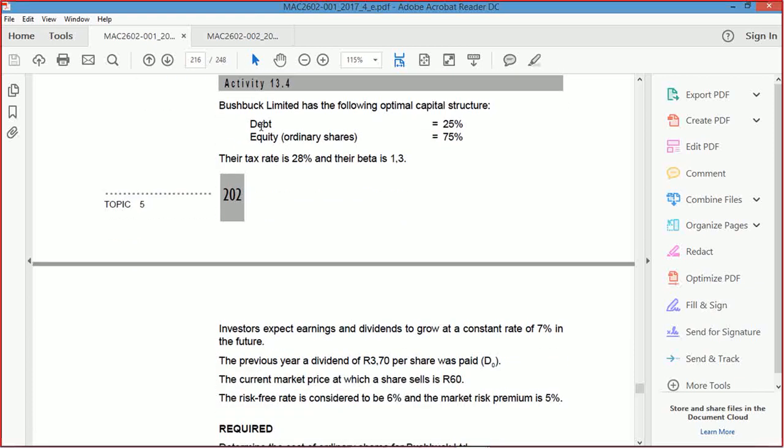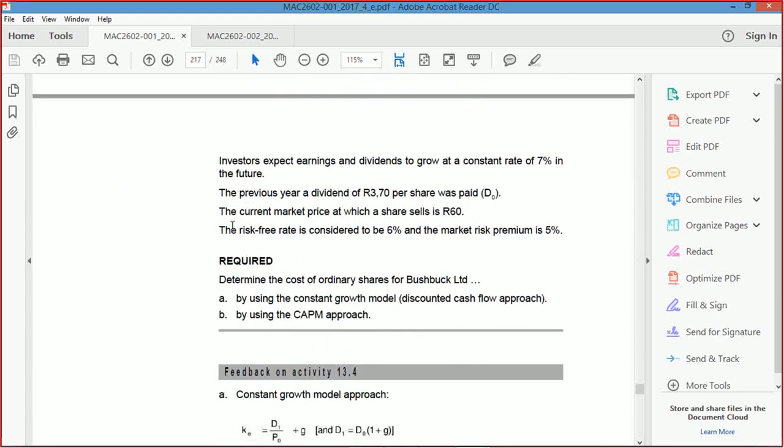Okay, so your question is about exercise or activity 13.4. Obviously they gave you debt and equity, they gave you tax, and then they gave you this. They said the risk-free is 6% and the market risk premium is 5%. When you see market risk premium, it is already the answer when you take the market return minus the risk-free. So you could actually work out the market return, because here risk-free is 6%. If the market risk premium is 5%, that means the market return must have been 11%, because 11 minus 6 gives you 5.